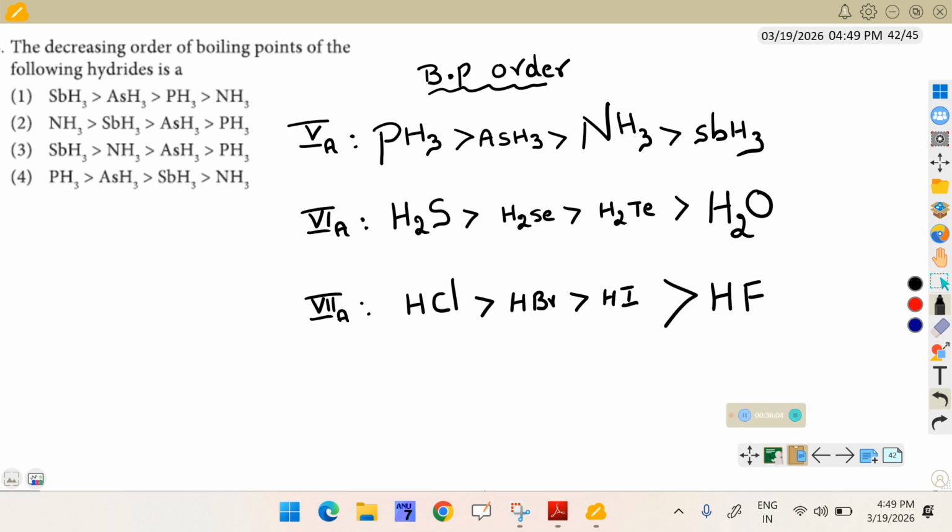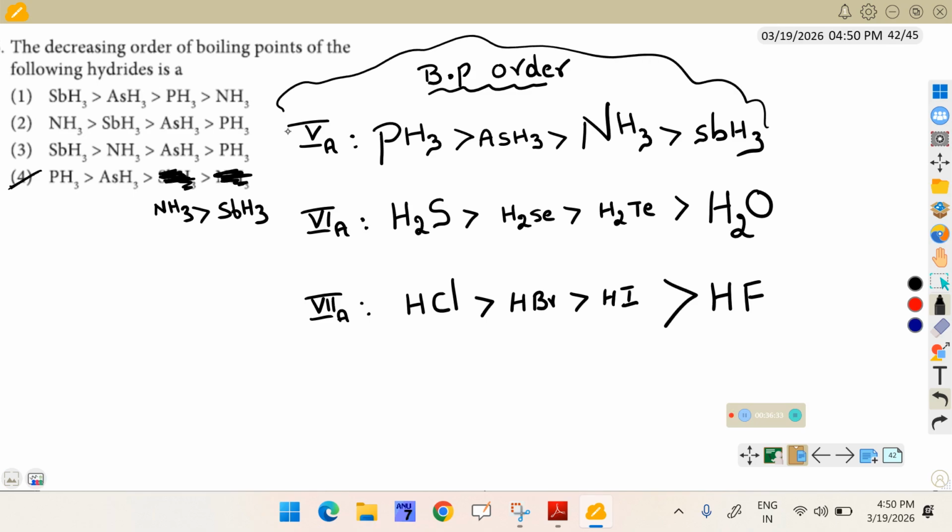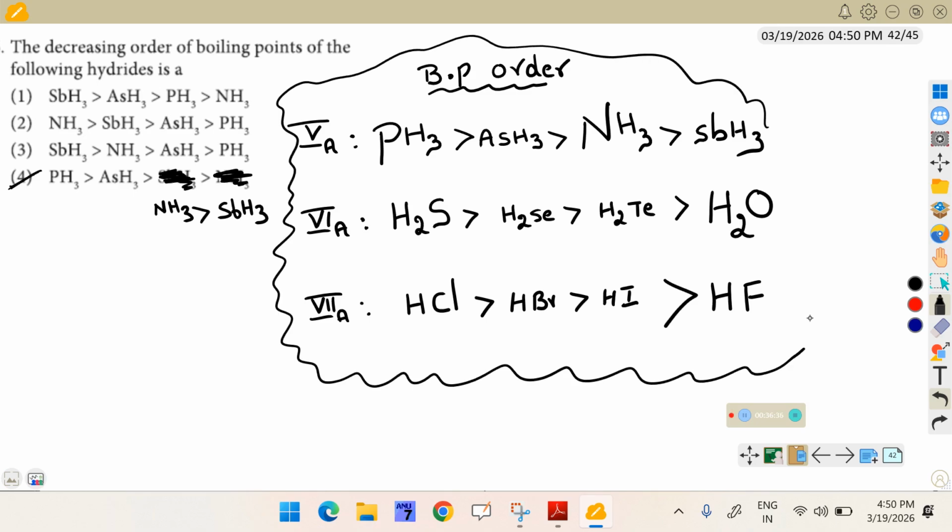The descending order of boiling point of the following hydrides. Descending order. 5A group hydrides are given. Descending order is SbH3 greater than AsH3 greater than PH3 greater than NH3. Fourth option is the correct option, because NH3 forms hydrogen bonds. That's the reason the boiling point value abnormally increases. In the NCERT textbook, the order is also given. 5A group elements, 6A group elements, 7A group elements. In the 5A group hydrides, NH3 forms hydrogen bonds. In 6A group hydrides, H2O forms hydrogen bonds. In 7A group hydrides, HF forms hydrogen bonds.